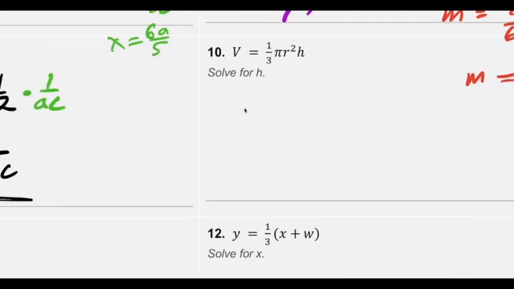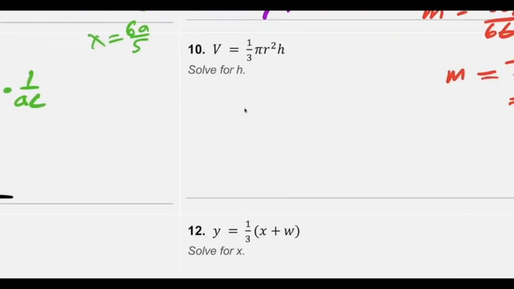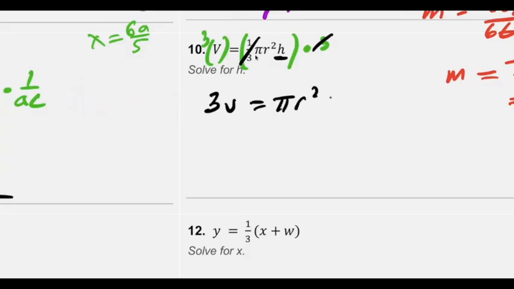Next one here. Actually, kind of very similar. So solve for h. We're trying to get the h by itself. So first thing I'm going to do, let's get rid of that 1/3. I'm going to take this a little bit step by step. We don't like fractions. So the opposite of 1/3 is you want to times it by 3, because right now you're being divided by 1/3. So let's times both sides by 3. We get 3v, the 1/3 and the 3 cancel out, you get pi r squared h.